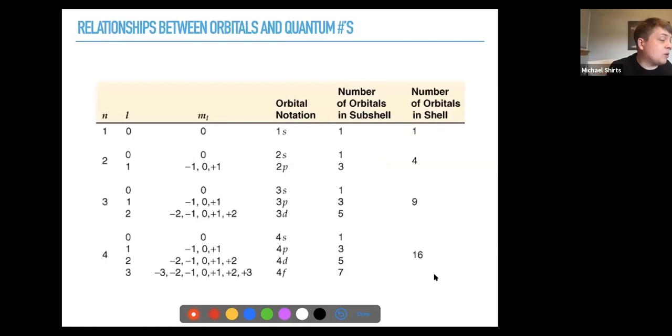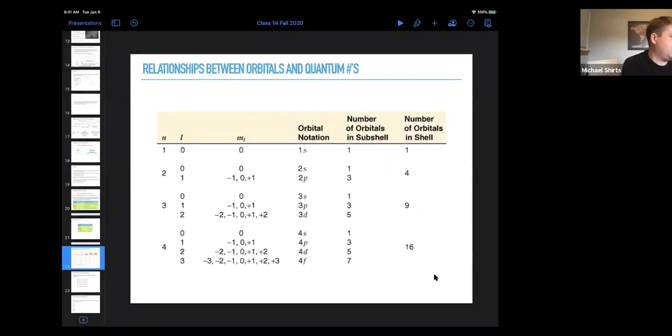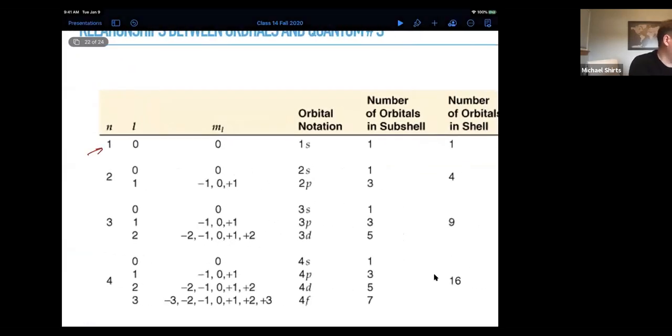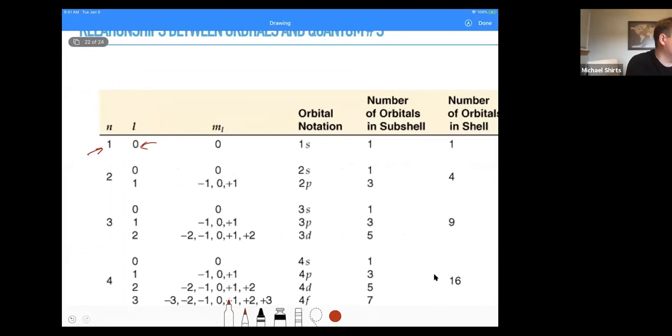So relationship between orbitals and quantum mechanical numbers, the quantum numbers, and then these orbitals start to feel like things you've seen before. 1s, 2s, 2p, these are exactly the things you've seen in chemistry classes before. So if we're at the first principal quantum number, there's only one possible angular momentum quantum number and only one orbital. So there's only one solution for principal quantum number 1, and that is the 1s orbital. There's only one orbital in the subshell and only one orbital in the shell.